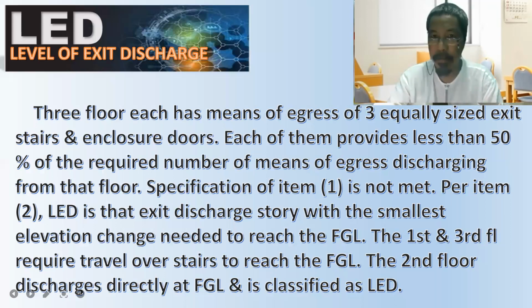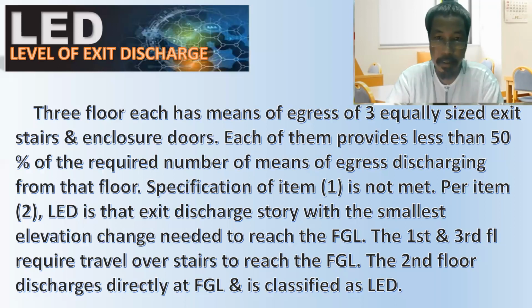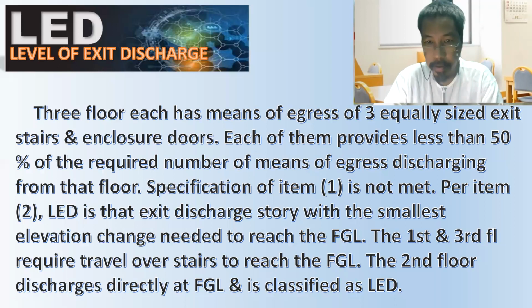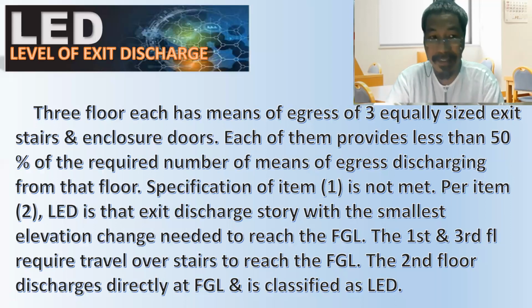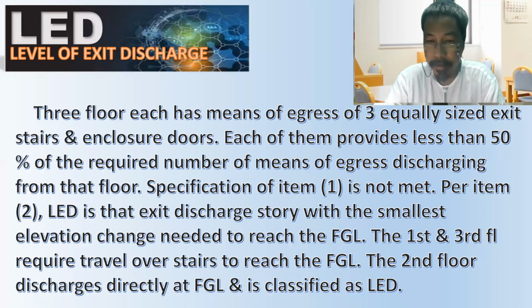This is not satisfied because there are 3 of them. So 100% divided by 3, that is 33% for each of the exit discharges or the egress. 33% is less than 50%. That's why item number 1 is not satisfied. And then, therefore, we have to use item number 2.